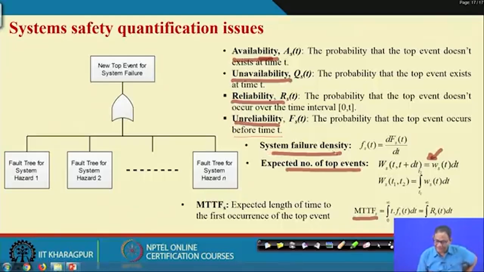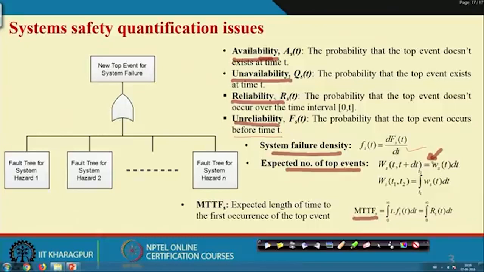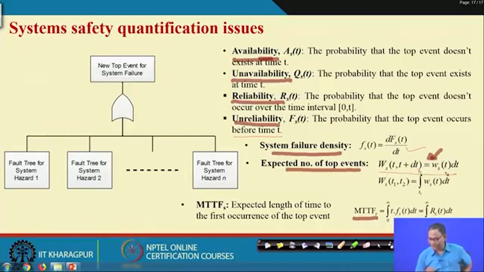Then what is the system failure density? It is basically the derivative with respect to time of the unreliability. Then the expected number of top events. If you know the unconditional failure intensity at the system level, then this is the formula, between t and t plus delta t, such that within this small amount of time only one event can take place. And if you are interested in the expected number of failures between t1 and t2, then this is the formula.